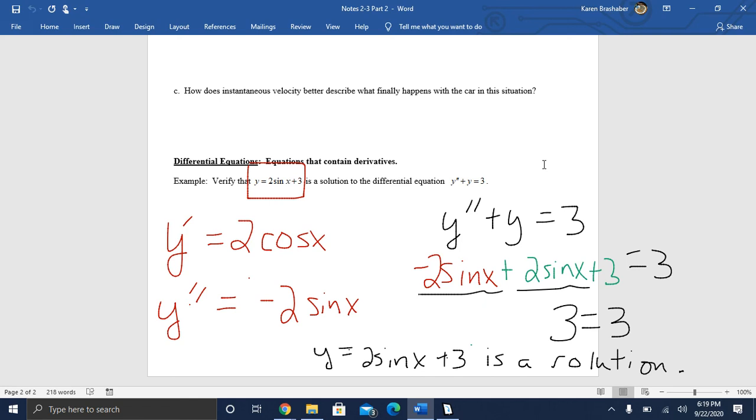So this concludes your lesson on higher order derivatives. And this will be the end of the unit that we'll do before taking a quiz.